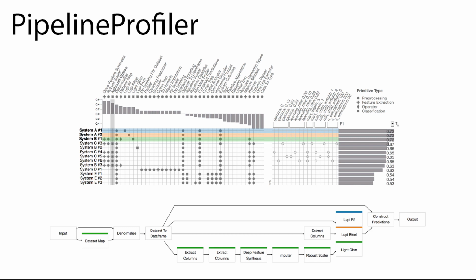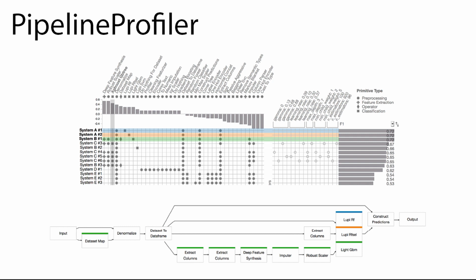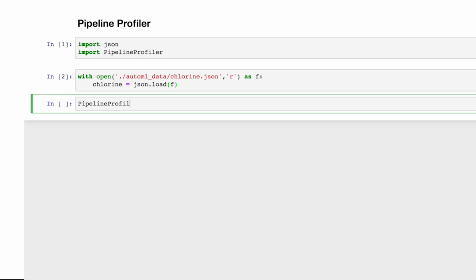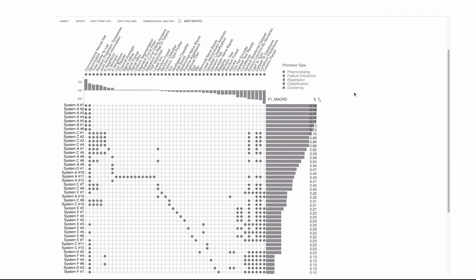Users can select primitives in order to explore its hyperparameters, or select pipelines in order to visualize their graph structure. Selected pipelines are summarized in the Pipeline Comparison View. PipelineProfiler is integrated with Jupyter Notebook in order to facilitate the data science workflow. As a first example, we look at the chlorine concentration dataset, where 6 AutoML systems were used to solve a time series classification problem. We load the data in a Jupyter Notebook and start the analysis with PipelineProfiler.